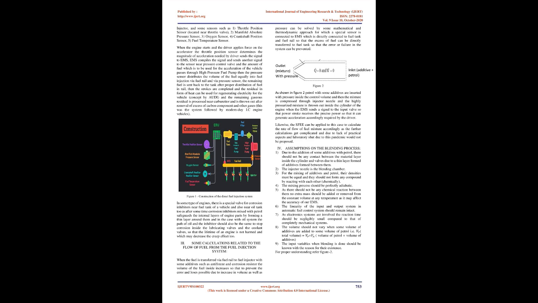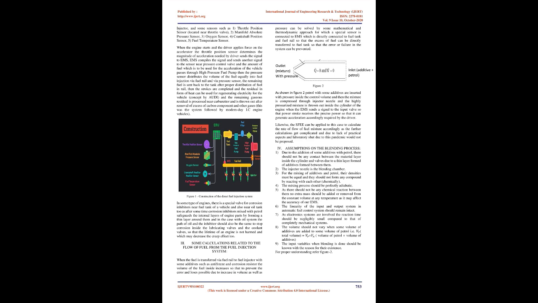In some types of engines, there is a special valve for corrosion inhibitors near the fuel tank of a vehicle and also near the oil tank too, as after some time corrosion inhibitors mixed with petrol safeguard the internal layers of engine parts by forming a thin layer around them. In the case of the oil system, the path of oil in the inhibitor should also be the same to stop corrosion inside the lubricating valves and the coolant valves, so that the lifetime of an engine is not harmed, and which may decrease the creep effect too.